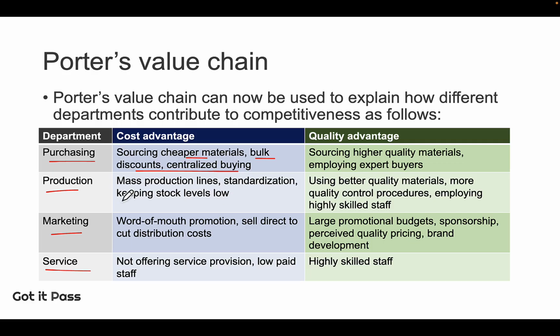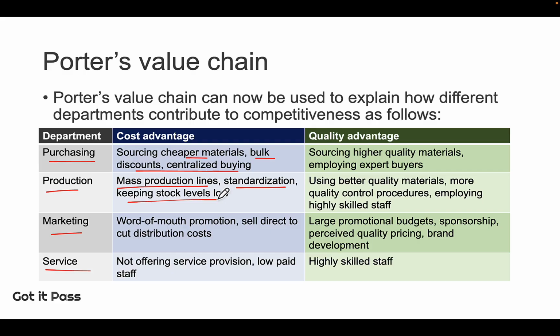And for the production department, how can it contribute to the competitiveness of a firm? Like mass production lines, standardization, keeping stocks at a low level. So it's about the cost advantage, and it is also linked up with other elements like procurement, firm infrastructure, or even human resources, because production is about the people, it's about the materials purchased, and all these combined into production. How can it achieve cost advantage?